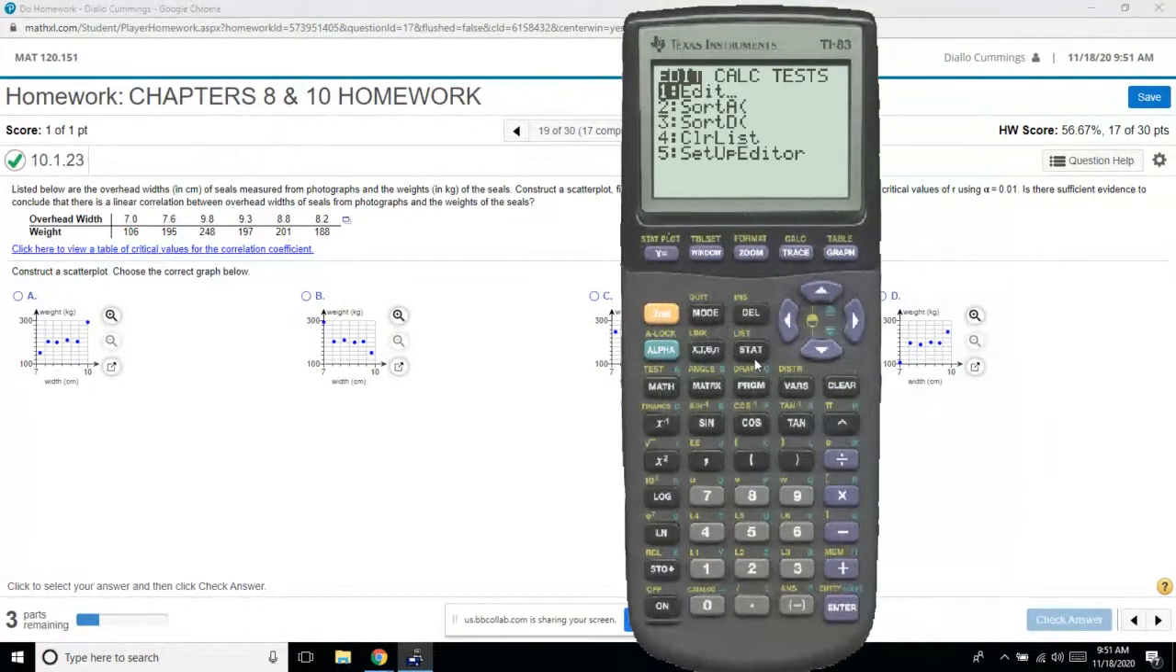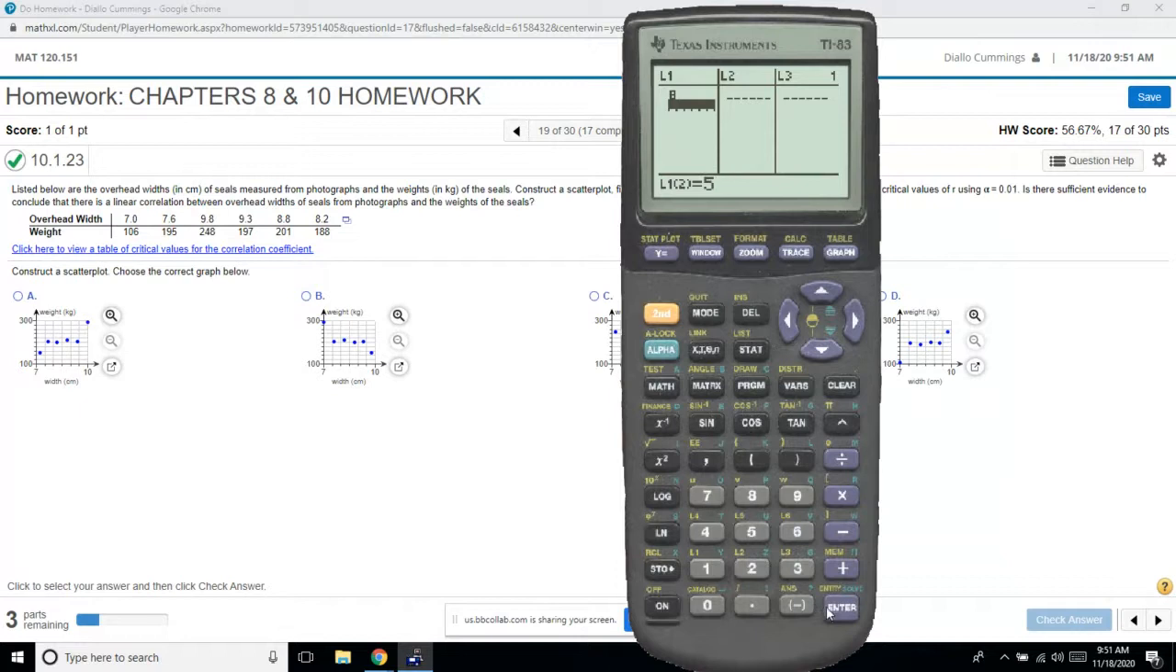I want to hit Stat. I want to go down to SetUpEditor, hit Enter, and if I hit Enter again, it says Done. What this should do is, if I now go back into my list, I'm going to go to Stat and hit Enter. You should now see L1, L2, L3.